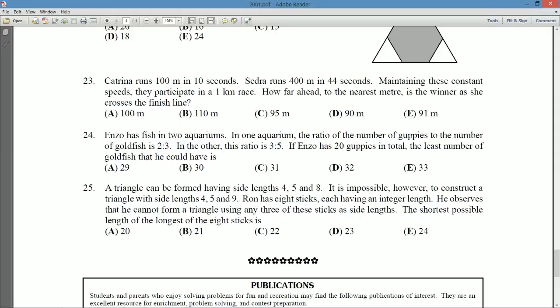If Enzo has 20 guppies in total, the least number of goldfish he could have is... Alright, so it's sort of like a mini optimization problem. We're looking for the smallest numbers possible. We know he's got 20 guppies in total, and he's got 2 aquariums. So let's pick an aquarium, this one or this one, doesn't really matter which. Usually I go with the first thing I see, so let's shake it up a bit. We'll go with the second aquarium.